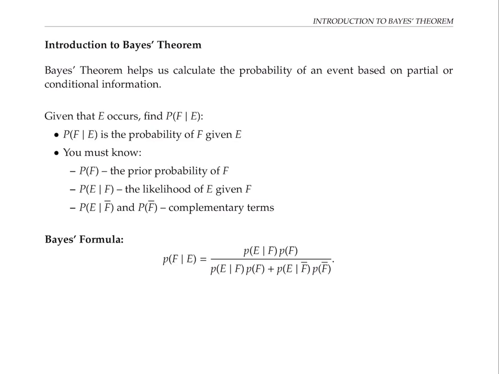P of F, which is the prior probability of F, P of E given F, the probability of E given F, P of E given not F, and P of not F. Here's Bayes' formula. This may look intimidating at first, but let's break it down. The numerator is the joint probability of E and F occurring together, and the denominator ensures we're considering all possible ways E could occur.